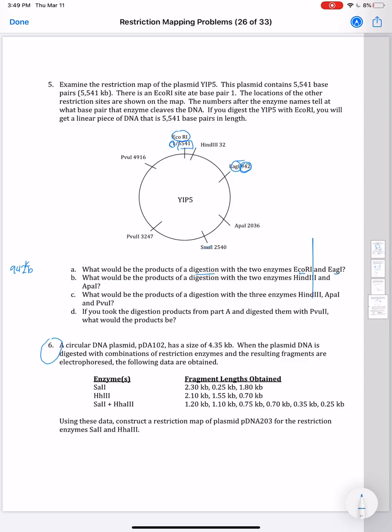Okay, so that's it for the lesson on restriction mapping. If you have any questions, then let me know.